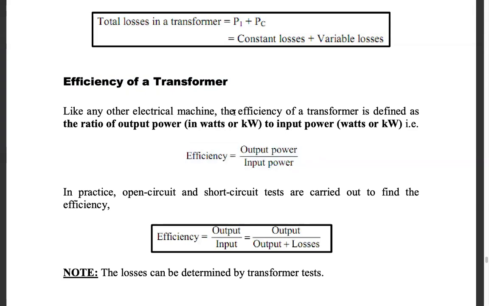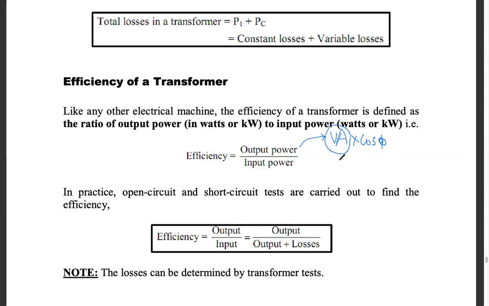Here, the efficiency of the transformer is defined as the ratio of the output power in watts or kilowatts to the input power in watts or kilowatts. But one doubt might come to your mind: we know that the rating of the transformer is always given in volt-ampere, that is voltage into current rating. That is because we don't know what kind of load or what power factor load is going to be connected at the time of building the transformer. That's why we gave the rating of the transformer in volt amperes.